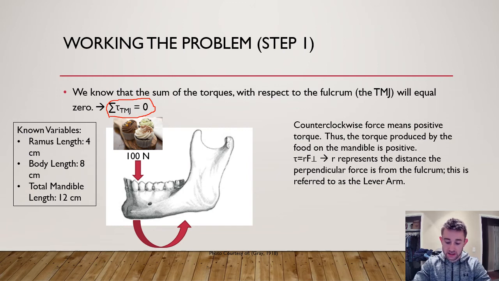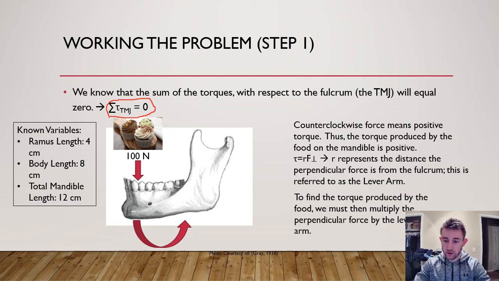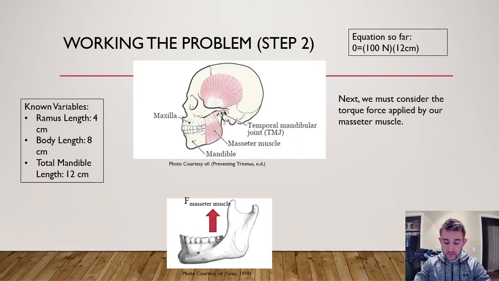Our next step is to multiply the force exerted by the food of 100 newtons by our lever arm distance, which equals a total of 12 centimeters. At this point in our equation of the summation of torque forces, we have 0 equals 100 newtons times the lever arm, which is 12 centimeters. Next, we consider the torque force applied by our masseter muscle. And here, as I stated before, is approximately where the masseter muscle is located in our jaw.